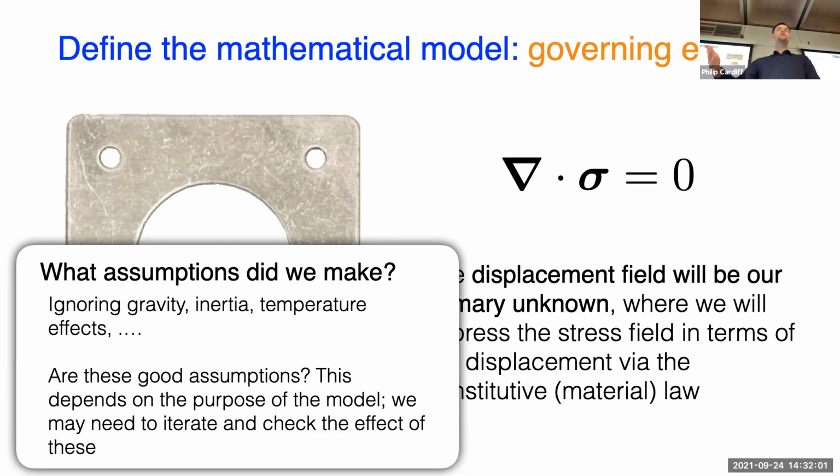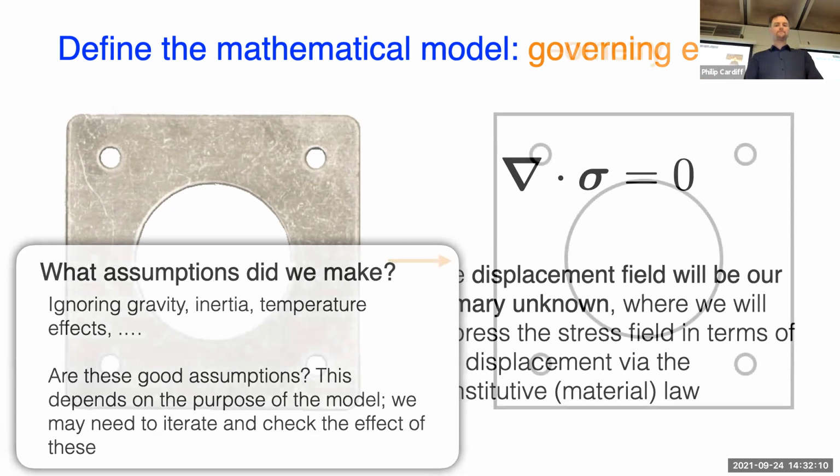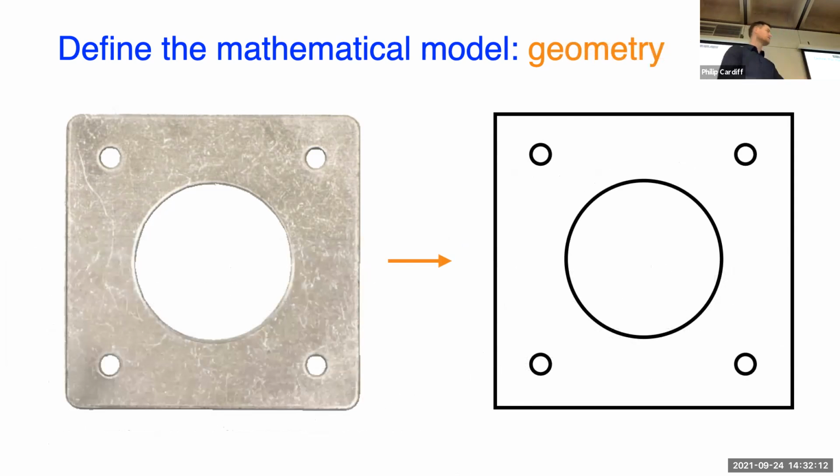Well, as we go on, you may have to come back and then disregard that assumption and include more complexity, see if it changes the answer. So modeling is very much an iterative process. So that's the governing equations.